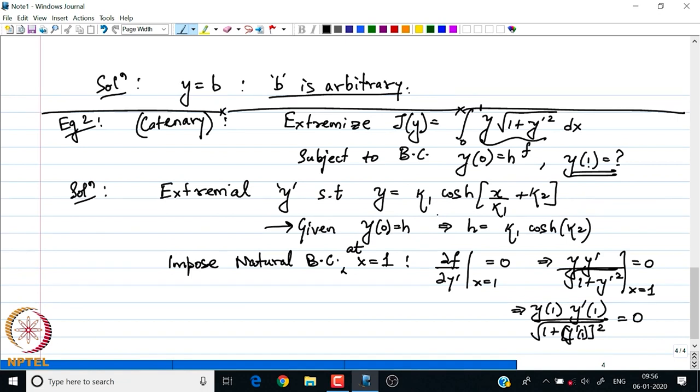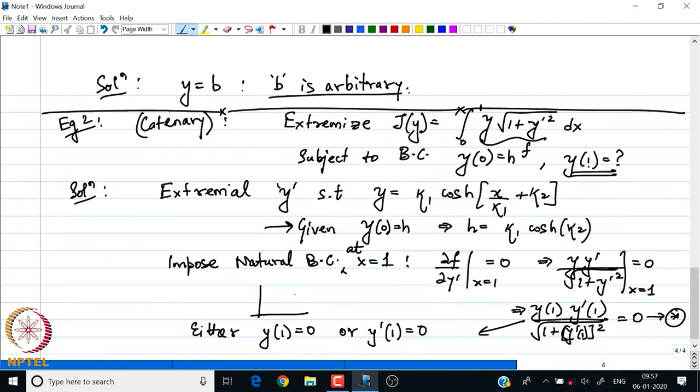The cos hyperbolic function will only have one minima. Certainly that will not be equal to 1, so from here what we can conclude from this condition, let me call this a star, is that either y of 1 is 0 or y prime 1 is 0, right. Now if y of 1 is 0, what is going to happen?